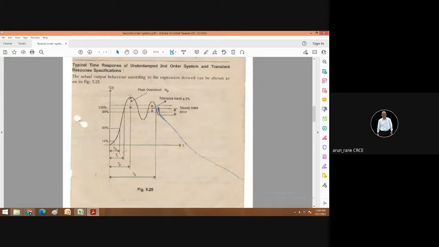Then peak time: the time required for the response to reach its peak value, or it is also defined as the time at which the response undergoes the first overshoot. So that is your TP is equal to pi upon omega d. So how to find out omega d? Omega d is found by this relation, that is omega n under root of 1 minus zeta square. Then peak overshoot MP, that is this value.